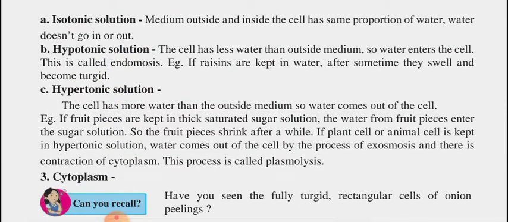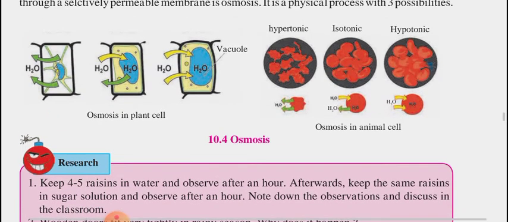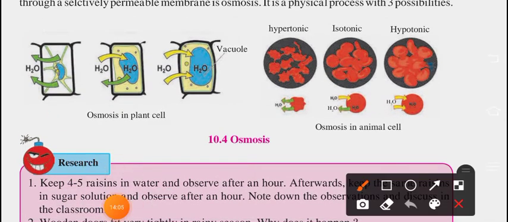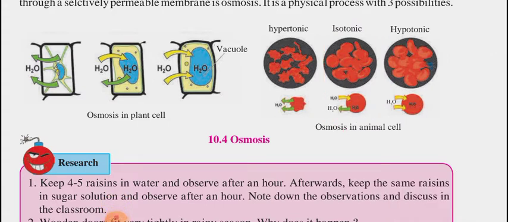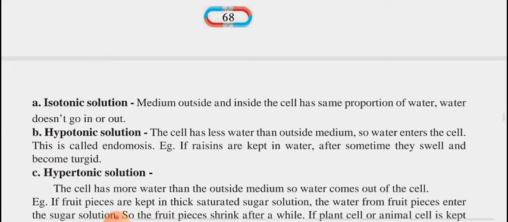Next is isotonic solution. The medium outside and inside the cell has the same proportion of water, so water doesn't go in or out. Let me show you isotonic solution. Here you can observe isotonic solution. Here the level of water is equal, because whatever the going part is there, that much is only coming out. Okay, next is hypotonic solution.